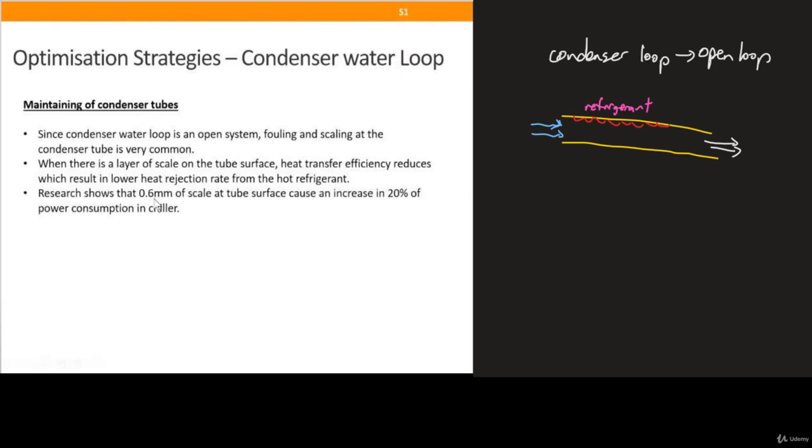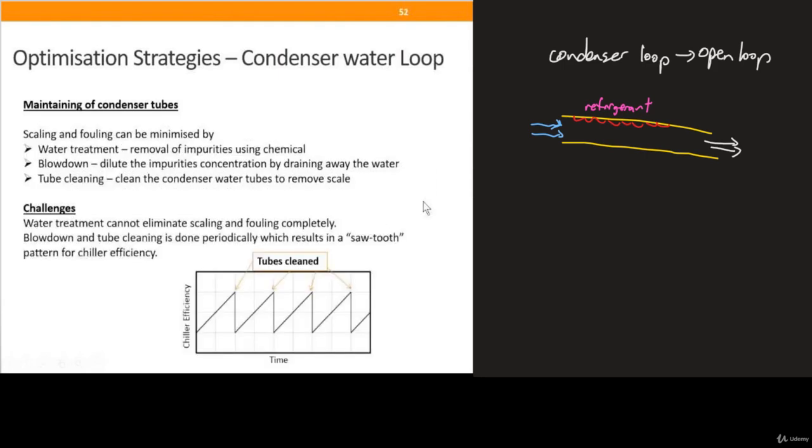Every 0.6 mm of scale that appears on the tube surface will cause a 20% increase in power consumption in the chiller. So it's very important to maintain the tube regularly. That means you have to clean the tube regularly. But to do that manually is quite difficult. Okay, so there are a few ways to do that.